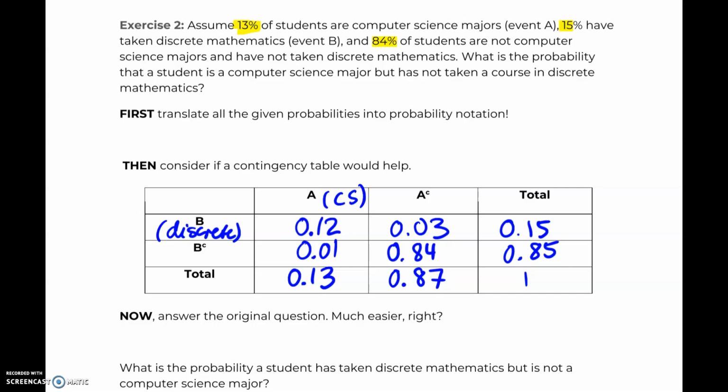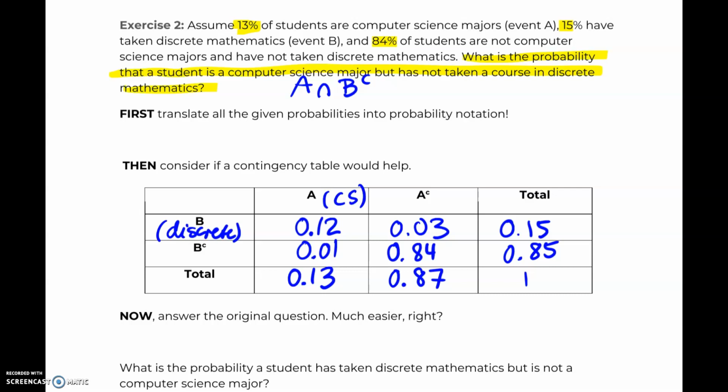So the question we are actually trying to answer is, what is the probability that a student is a computer science major but has not taken a course in discrete math? And just to translate this, we had a computer science major and not taken discrete math. But is just another word for and, as I mentioned before. So computer science is A, not discrete math is B complement, and we're looking for that joint probability. So what is the probability of A and B complement?